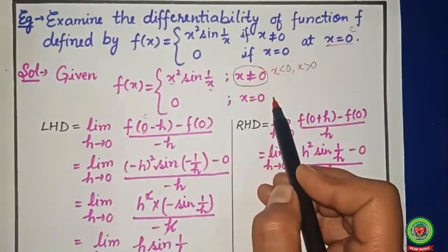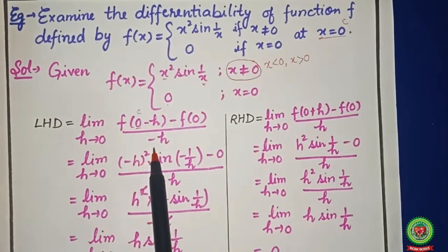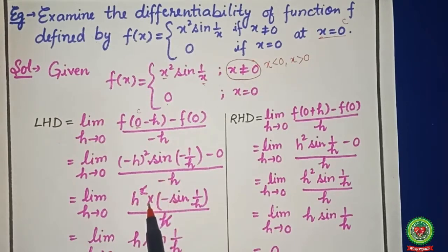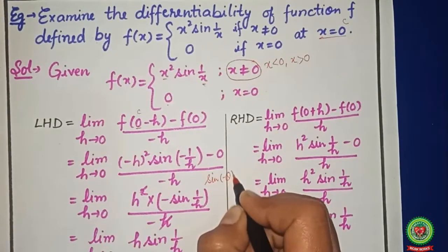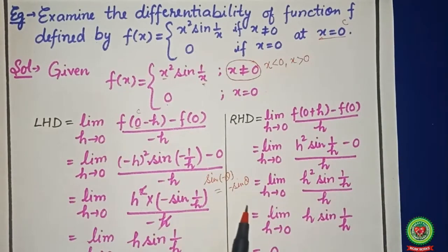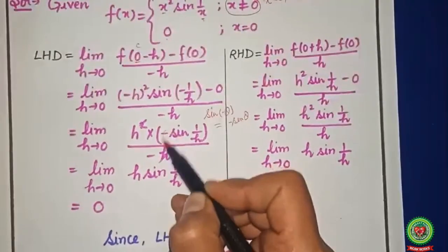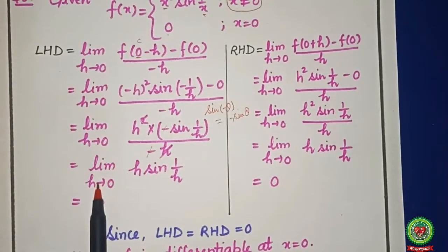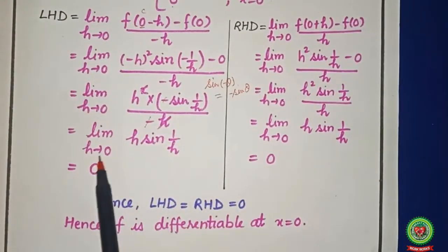And minus value of f(0) will be, when x is equal to 0, its value is 0. So, we have written 0. Now, minus h square will be positive h square into sine of minus theta. Sine of minus theta is equal to minus sine theta because it is an odd function. So, we can write it as minus sine of 1 by h upon minus h. Now, here minus and minus will cancel out. So, we are left with limit h approaches to 0, h sine 1 upon h.